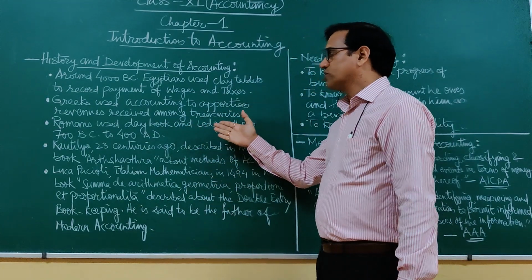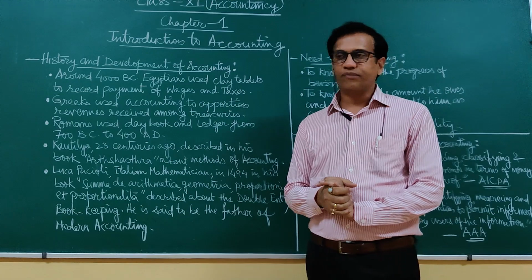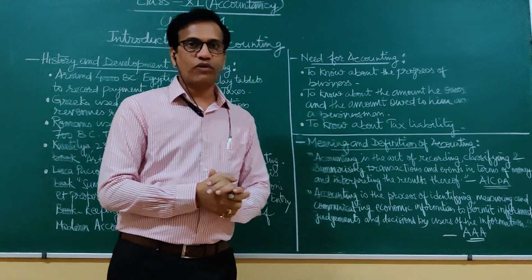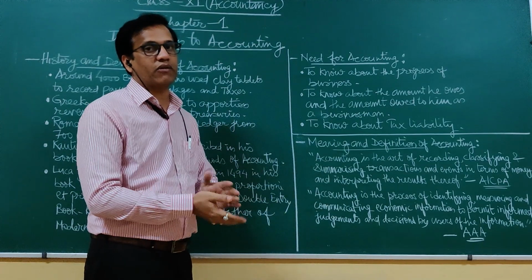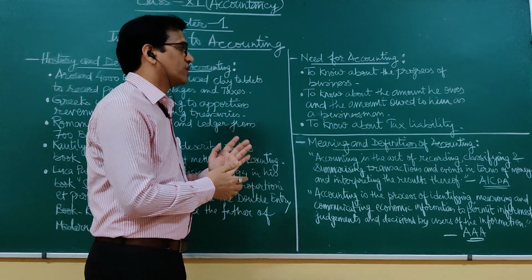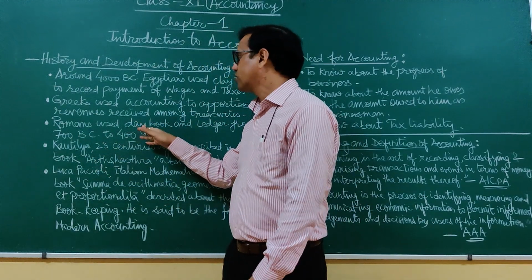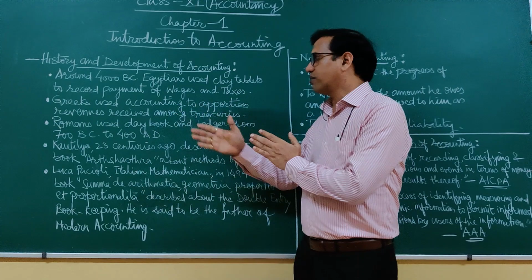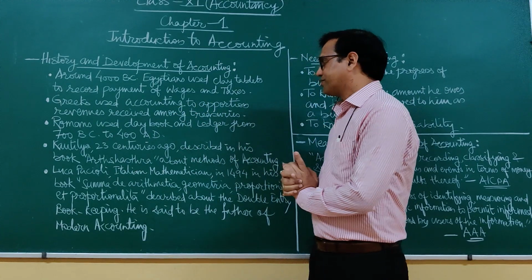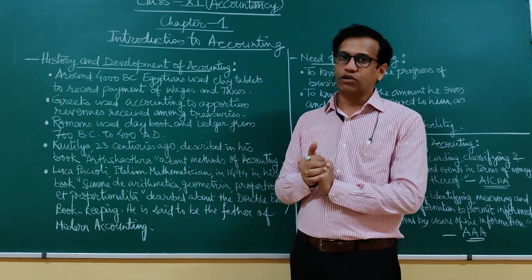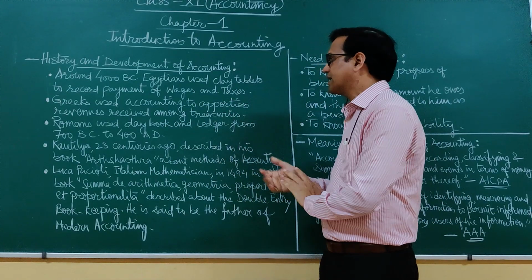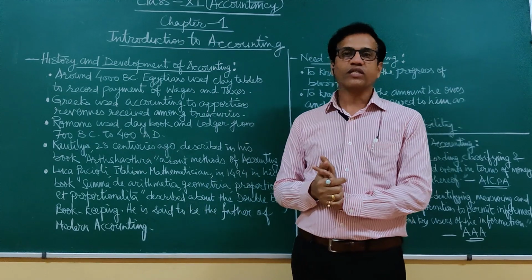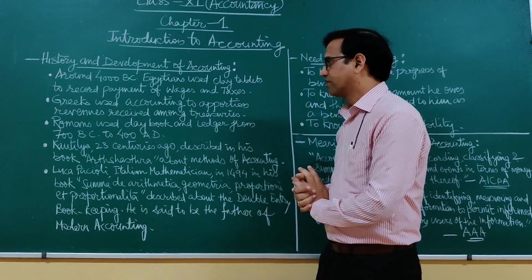Likewise, from 700 BC to 400 AD, Romans also used day books. Nowadays, this day book we call a journal. We will be studying this journal in our class 11 accountancy. So this day book was first used by these Romans around 700 BC to 400 AD. They used a ledger also, that means books of accounts, as we call it. We will be studying that later in this subject in one chapter along with the journal.